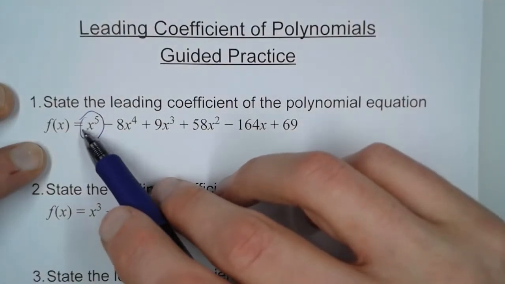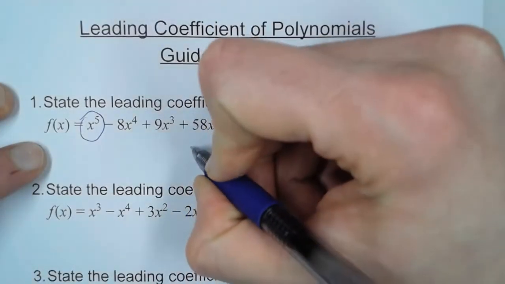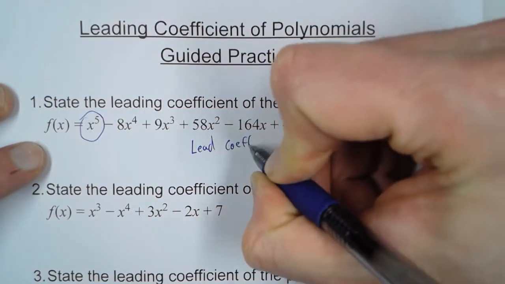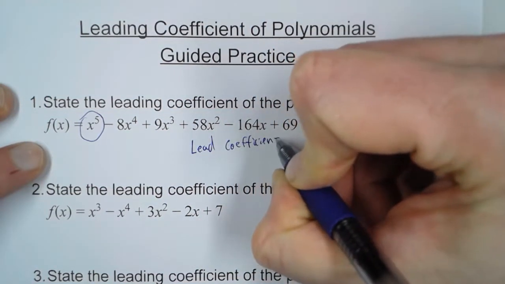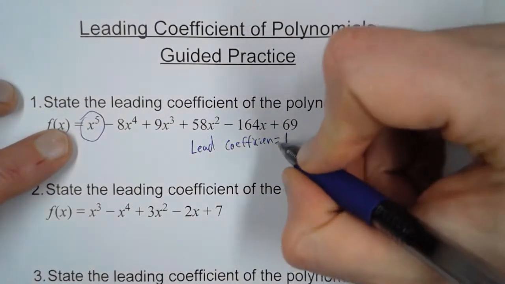People often ask, well, isn't it 0? No. The leading coefficient when there isn't one is 1. That's because if it were 0, then that term would not exist. So that means that's our leading coefficient.